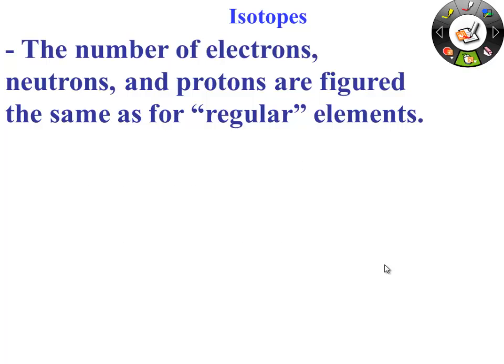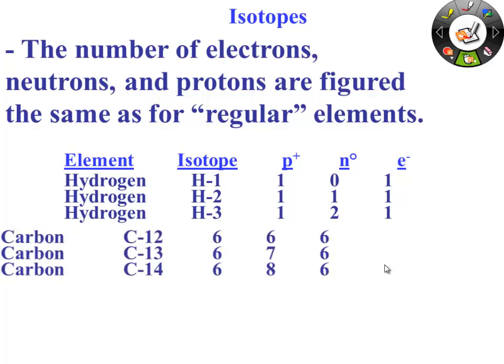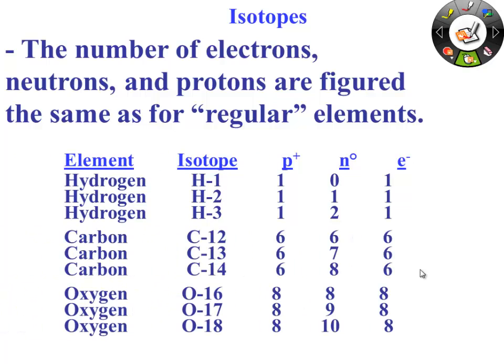The number of electrons, neutrons, and protons are figured the same for all regular elements, and we can see here that we have 3 examples: hydrogen, carbon, and oxygen. Sticking with carbon, we have carbon-12, carbon-13, and carbon-14 as the common isotopes. Carbon-12 has a mass of 12 because we have 6 protons and 6 neutrons. Carbon-13, 6 protons and 7 neutrons, and carbon-14, as before, 6 protons and 8 neutrons.